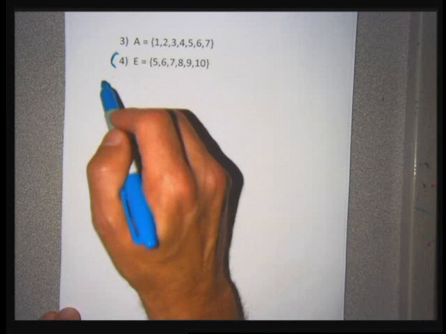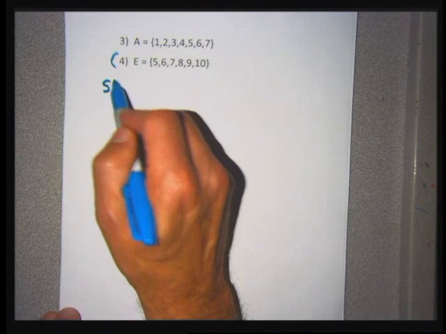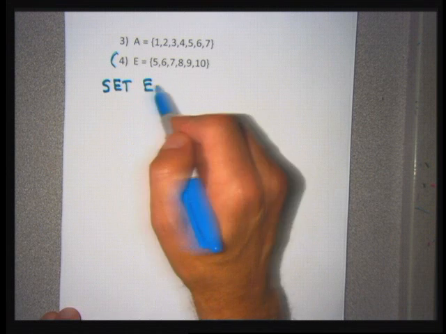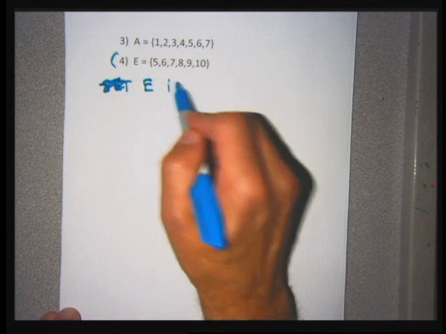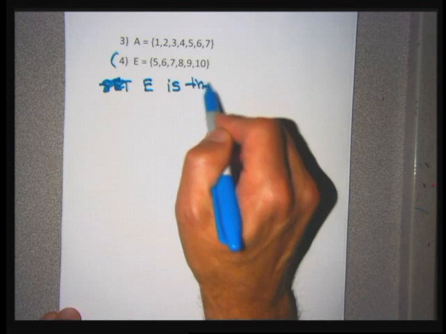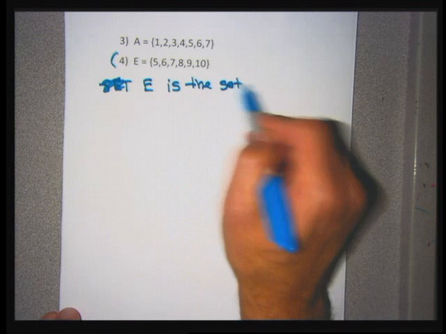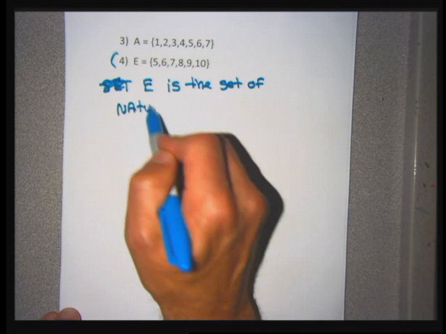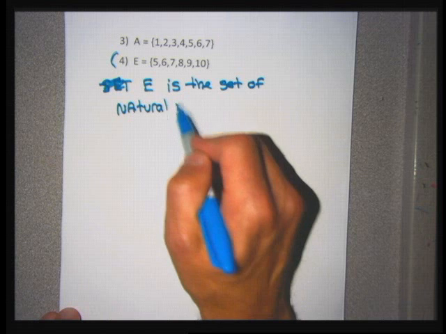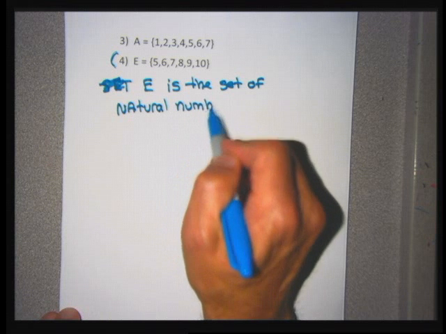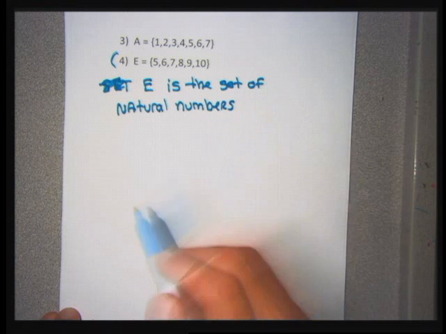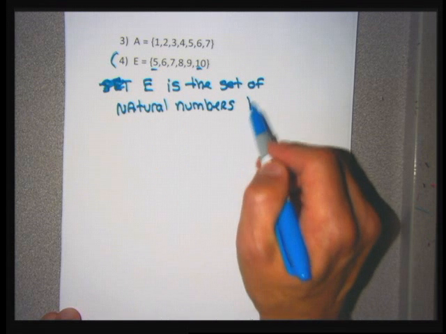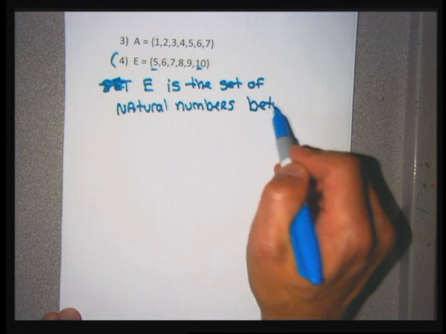But I'm just going to write one answer for this. So for number 4, I'm going to say E is the set of natural numbers, and then starting at 5, ending at 10, I'm going to use the word between when I have a beginning and an ending number.